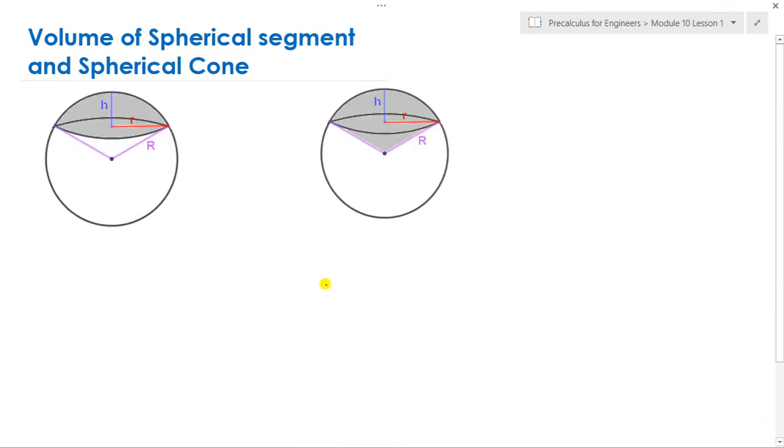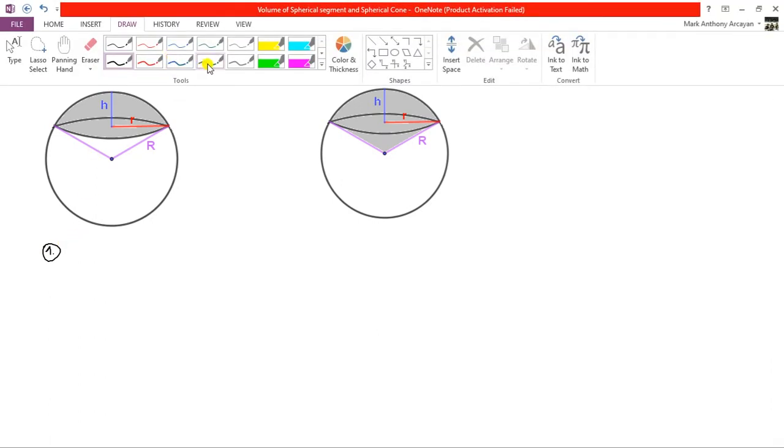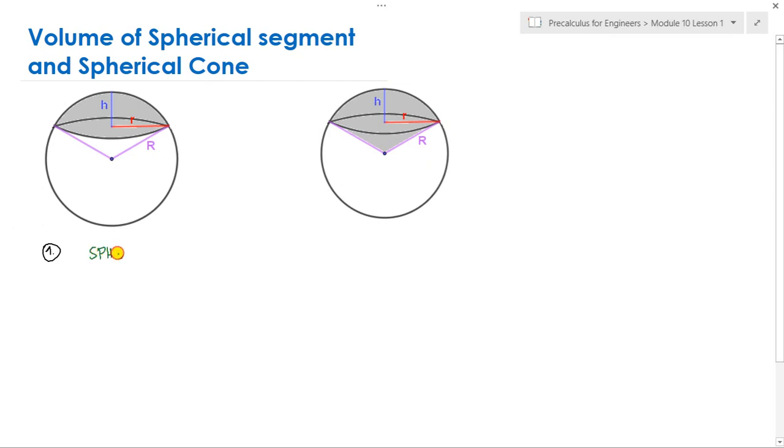Okay, so let's proceed to the last one, that is the volume of a spherical segment and a spherical cone. There are two of them, the spherical segment and the spherical cone. So, let's start with the spherical segment, the one on the left. We're going to call this one the spherical segment. It is used a lot, especially in navigation, and not only for navigation, also in manufacturing, when they create bowls with a spherical shape.